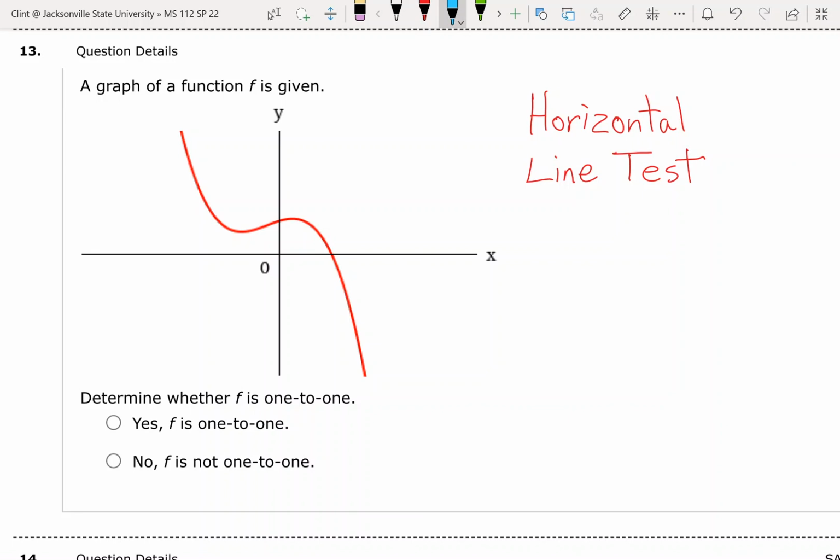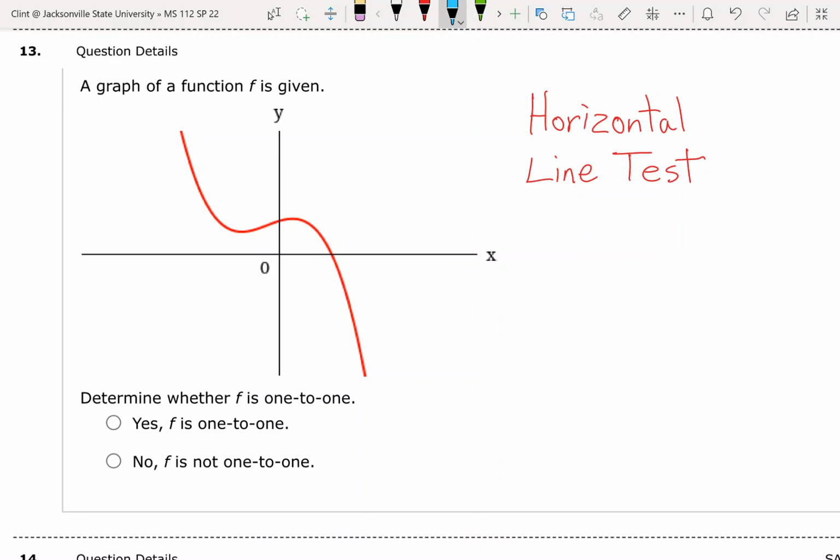So same idea as the vertical line test, but we use a horizontal line and it's testing to see if it's 1-to-1. If there's anywhere we can draw a horizontal line that touches our graph more than once, it would not be 1-to-1, which would mean it does not have an inverse. So what about this one? Do you think this one's 1-to-1 or not?